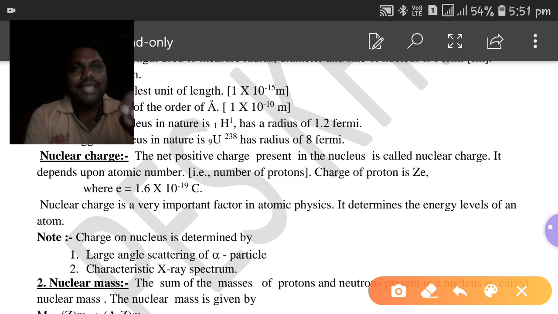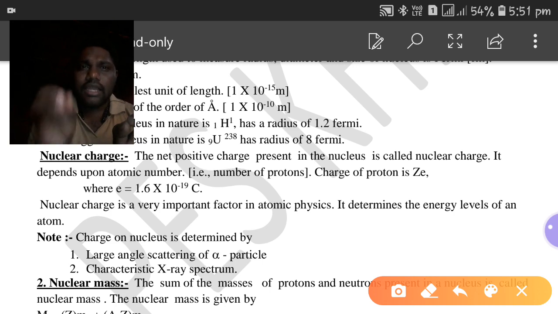That means the nucleus has a positive charge because of the presence of protons, and it depends upon the atomic number, because the atomic number is nothing but the number of protons present inside the nucleus, right? So atomic number is nothing but the number of protons. That means the charge of the nucleus clearly depends upon the number of protons.